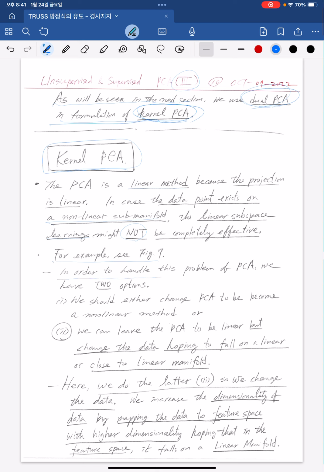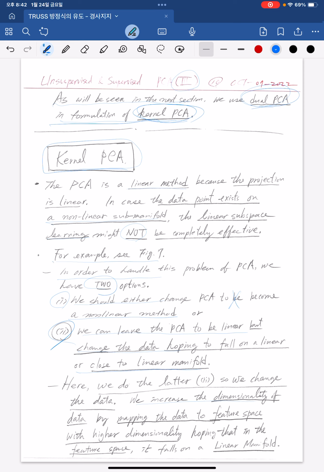In order to handle this problem of PCA, we have two options. The first is that we should either change PCA to become a nonlinear method, or we can leave the PCA to be linear but change the data, hoping to fall on a linear or close to linear manifold. Here we do the latter, the second option. So we change the data.